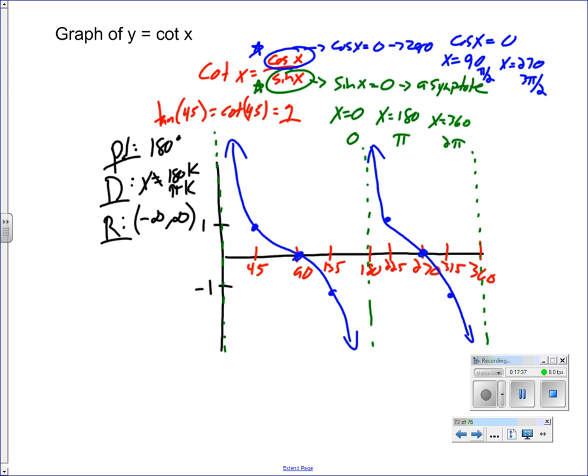Then just like for tangent, there's no bound, so there's no amplitude. We don't use amplitude for tangent or cotangent. And the midline will start at 0. So that's our parent graph for cotangent.